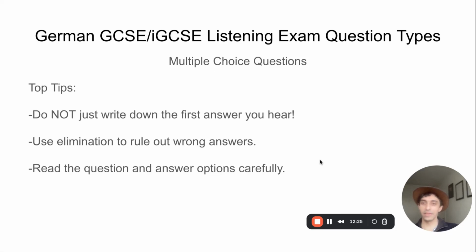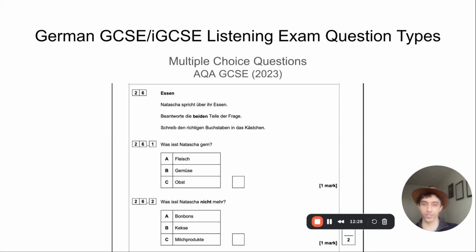The key technique, the main thing to do for these multiple choice type questions, apart from reading through the question and options all very carefully, is to use elimination. So many students, particularly just after hearing the audio the first time, will not be able to identify exactly what the right answer is, but they may well be able to rule out incorrect answers. For example, for 26.1, if you're not sure what the correct answer is, but you've definitely heard something about how Natasha hates eating meat, then you'd know that the answer cannot be A, Fleisch or meat.